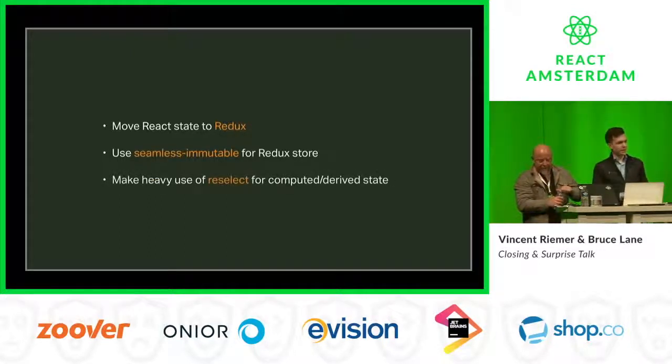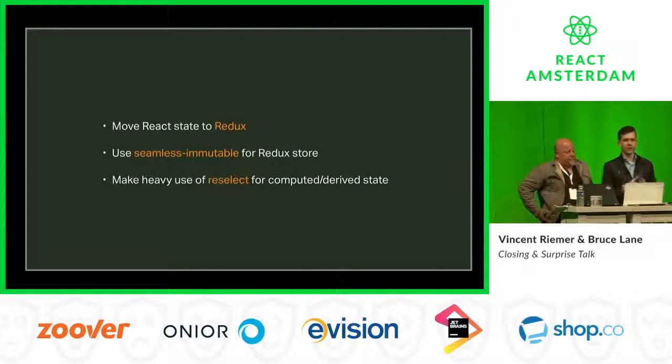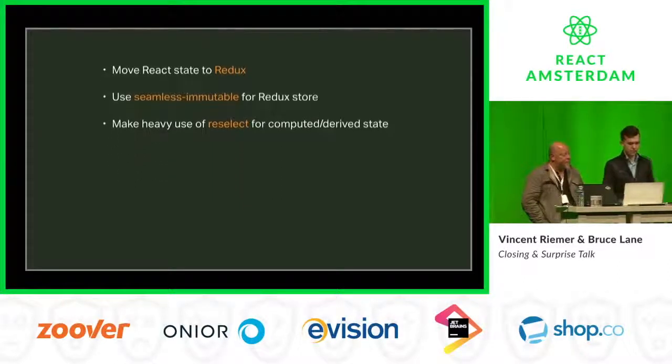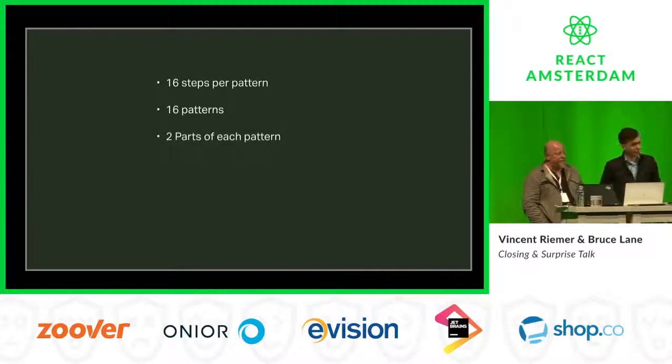And then finally, there's a lot of derived data in an application that big. And one way to really help manage that and keep it as performant as possible is a library like Reselect. Now, to give you an idea of how big the store gets, you saw we made four steps for that sequence or pattern. Well, in the 808, we have 16 steps per pattern. And there are 16 patterns that can be stored. And there are two parts to each pattern, so that they can go back and forth. And there can be two variations of each of those parts.